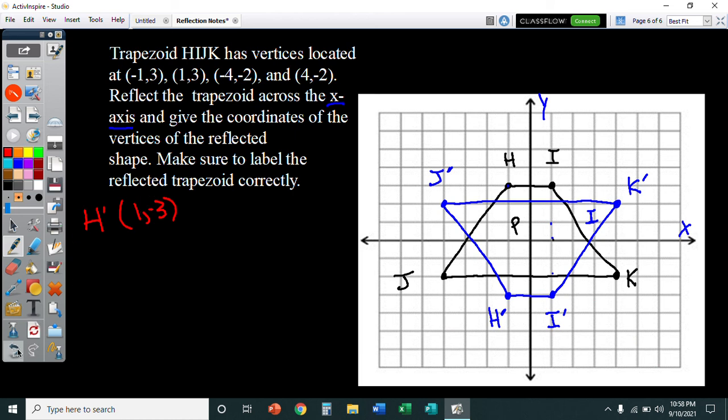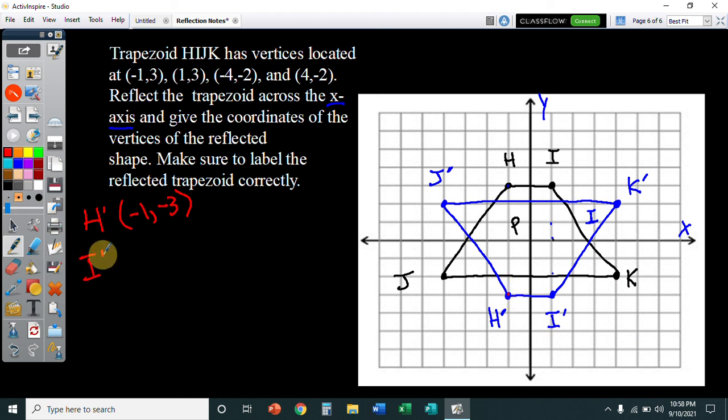What did I do here? I did that completely wrong. Negative 1, negative 3. There we go. The x coordinate stays the same. The y coordinate changes its sign. And you can count negative 1, 1, 2, 3, negative 3. It's in the right spot.